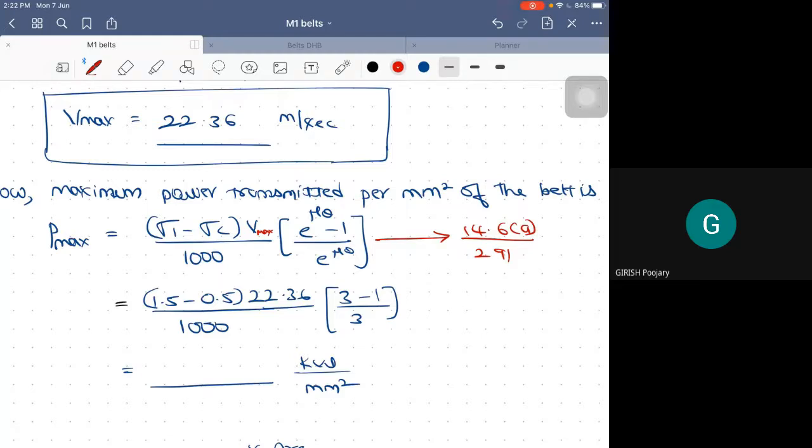This particular formula, the per mm square formula, you have to use when you are in a position to calculate the maximum power, Pmax. When Pmax is being asked, you have to use 14.6a. Else, the other formula which you regularly use, the same formula you can use. Whenever he asks for maximum power, only then you have to use this particular formula.